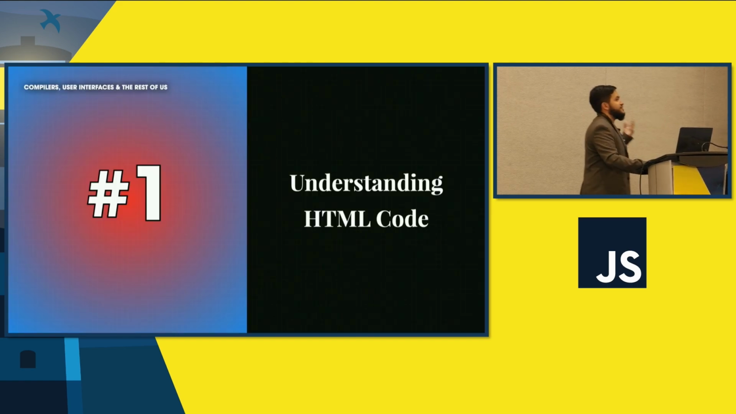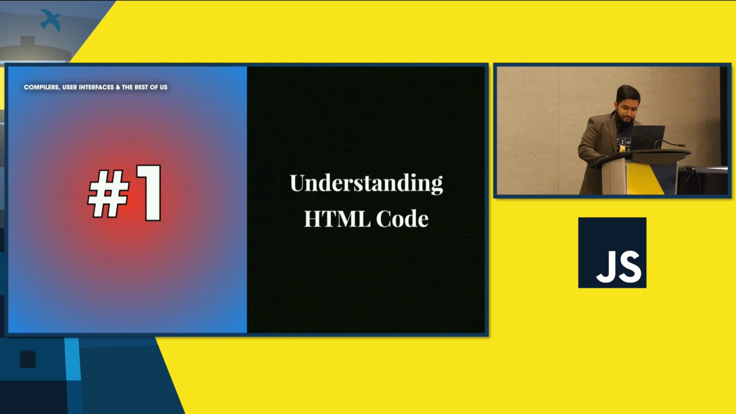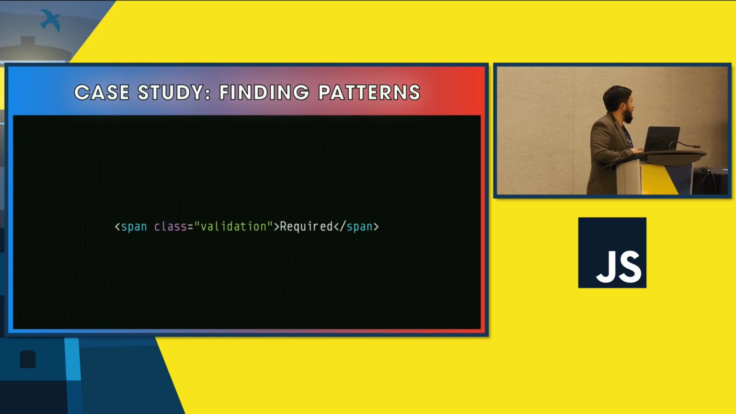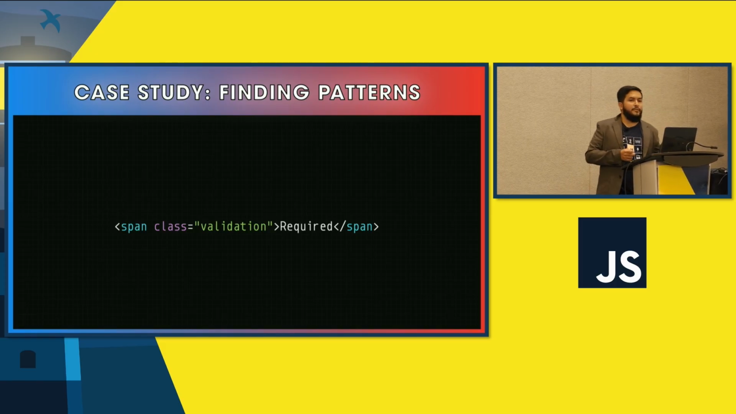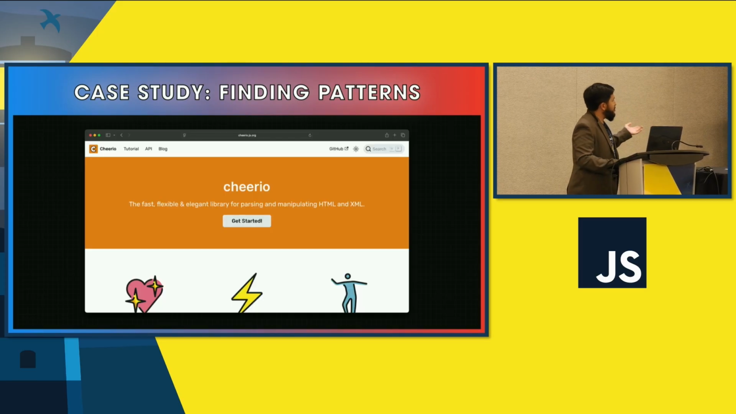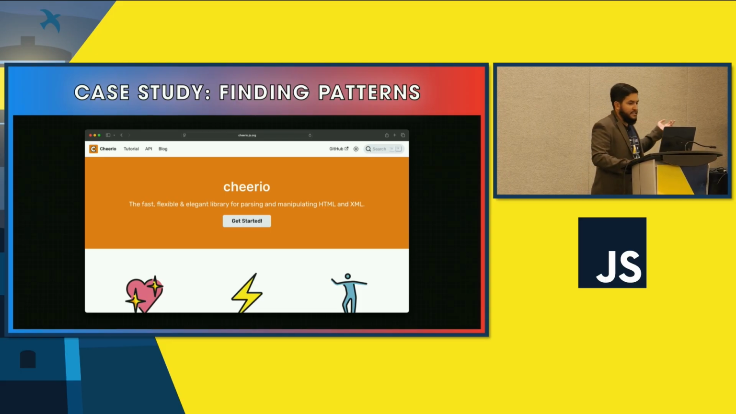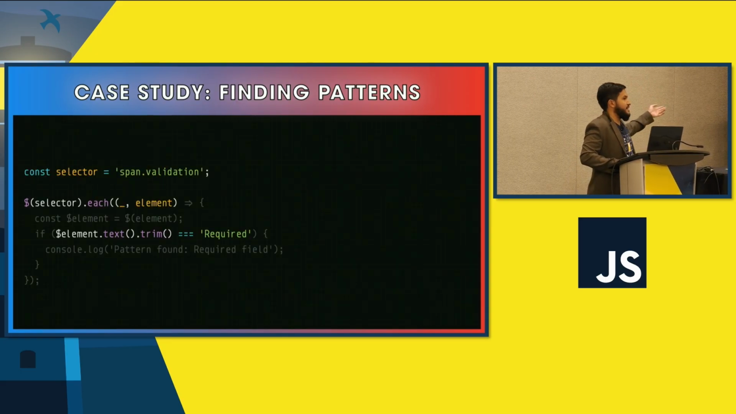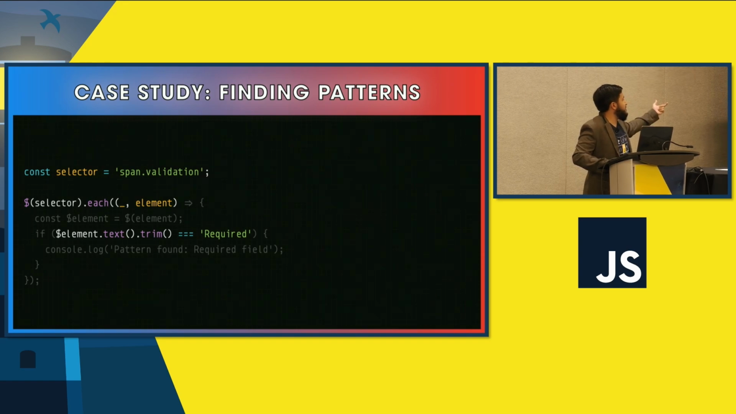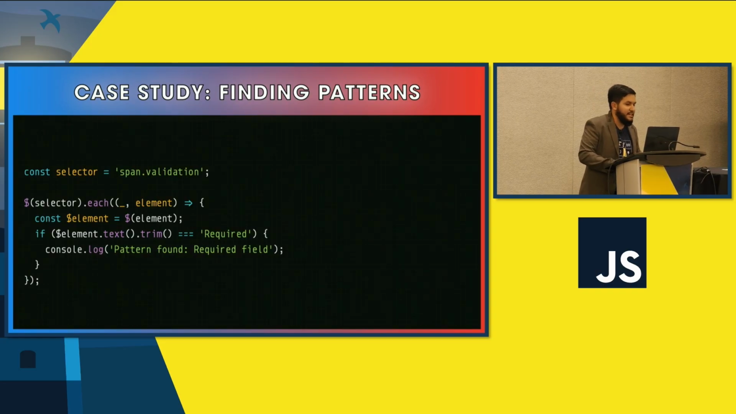So we started by trying to understand the HTML code. And one quick example of a pattern we noticed is people would create a span element. It would have a specific class name called validation, and it would have a specific text within it called required. And with Cheerio, we can spot this kind of thing. It's really easy. We just need to look for a specific selector, in this case, the span with the class name, and then we can iterate and find all the occurrences of that selector and see if the contents of it matches required. So the whole thing would be approximately 6 lines of code.